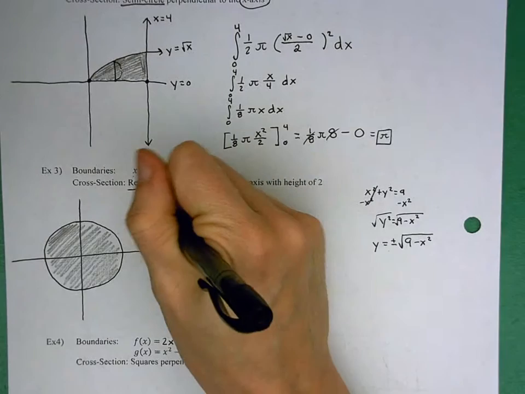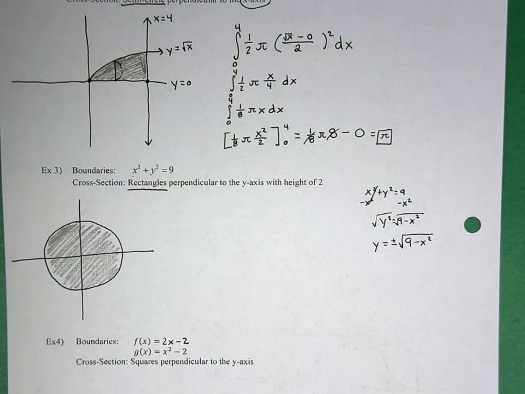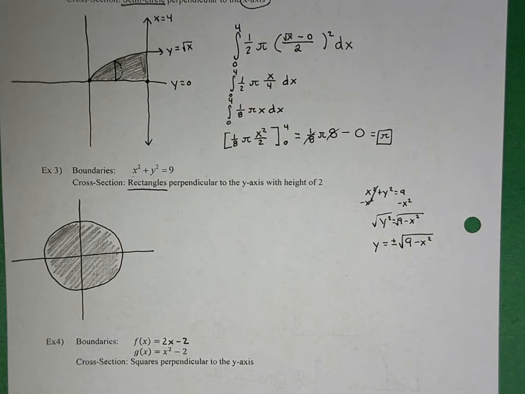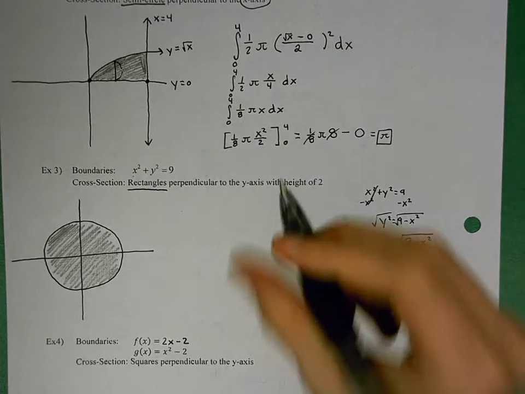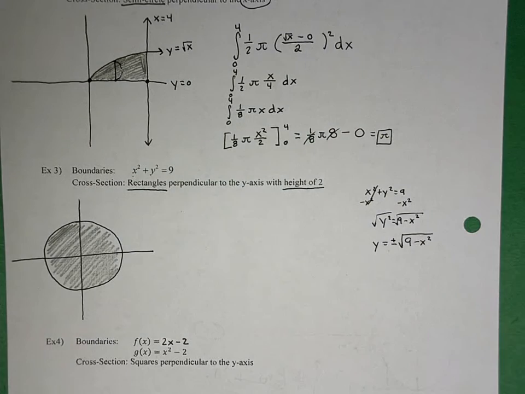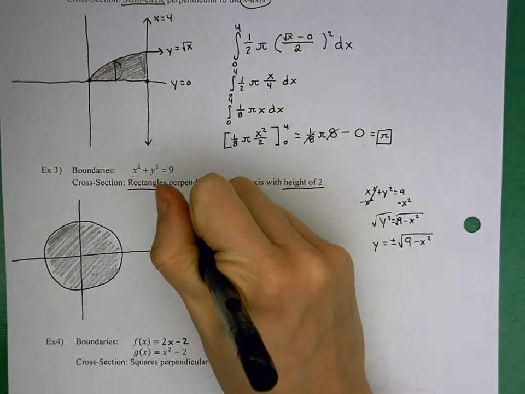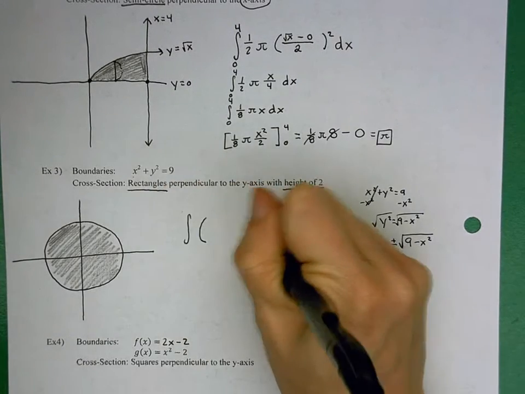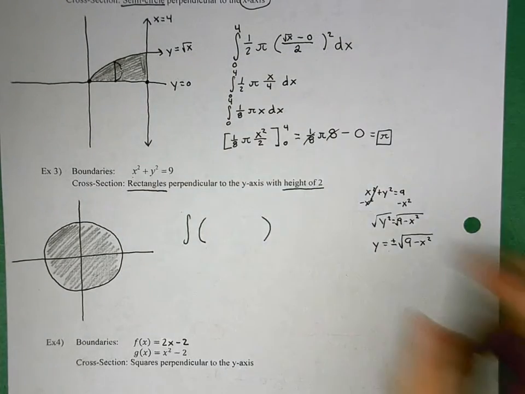We are doing rectangles. So already I'm thinking, what's the area formula for a rectangle? Base times height. They tell me my height is 2. So now I know it's base times 2 for my rectangle formula. Let's put that in. My base is going to be my upper minus my lower, times my height.